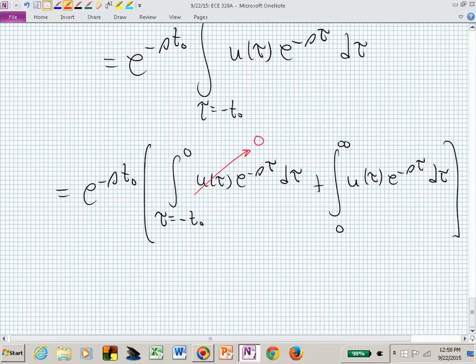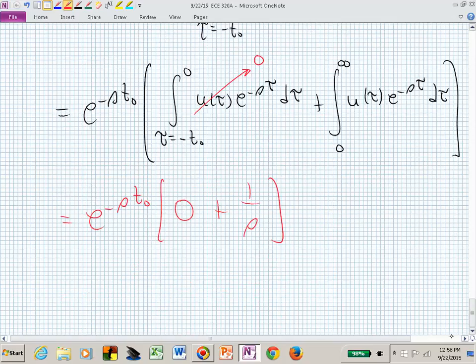Let's now put those together. We now have e to the minus s t naught. That first one was 0, and this one's 1 over s. We now have then that the Laplace transform of a delayed unit step is e to the minus s t naught over s.